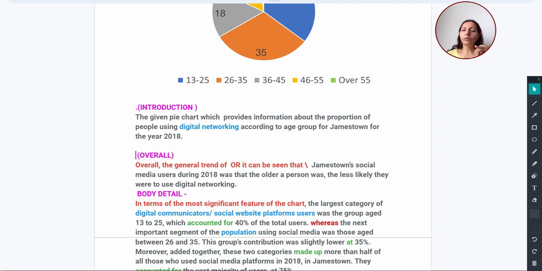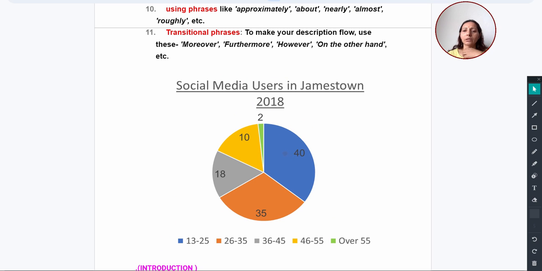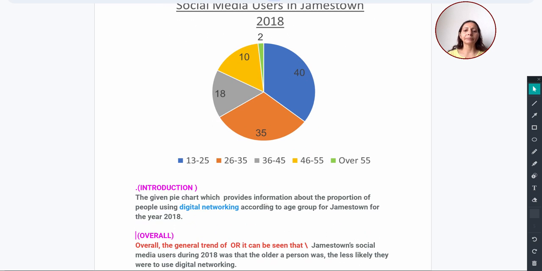Okay. Now overall means general trend, what you can see. I can see this blue one means youngest group here is using the highest amount of network, or the highest percentage of social media. And the least one, I can see here, is the aged over older group, you can say.